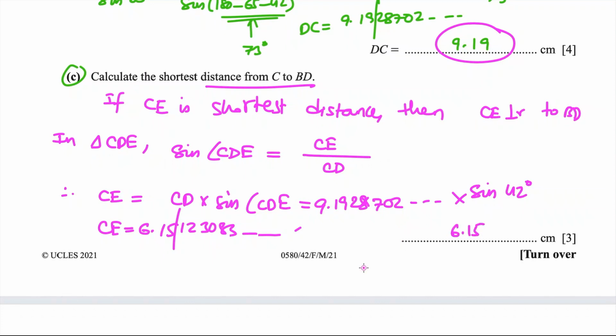So always remember, shortest distance between a point and a line is the perpendicular distance. Very, very important point. Okay.